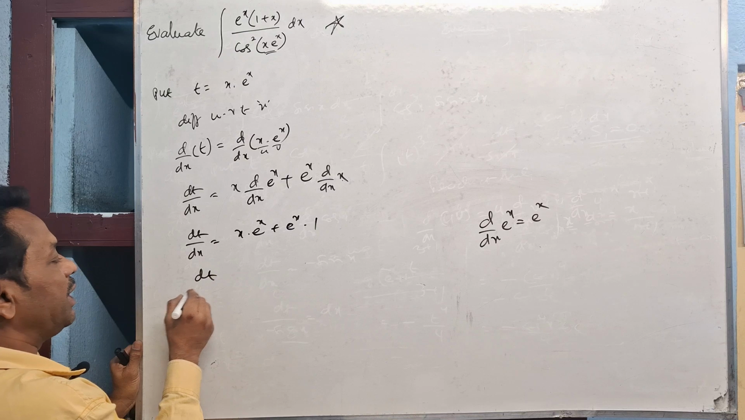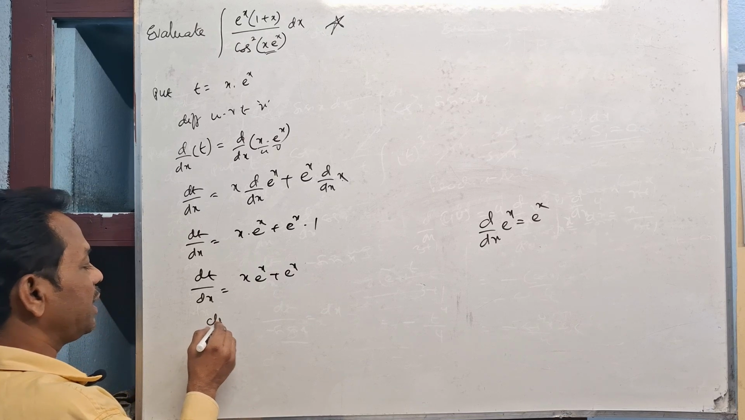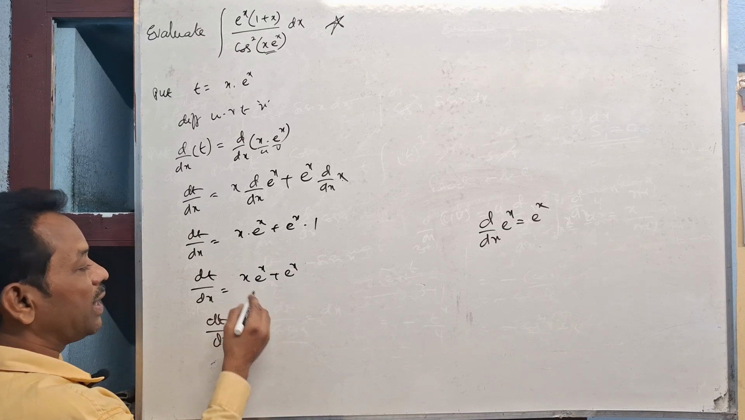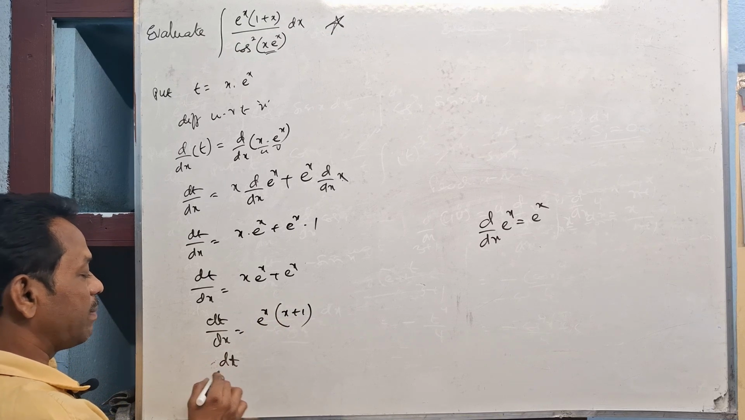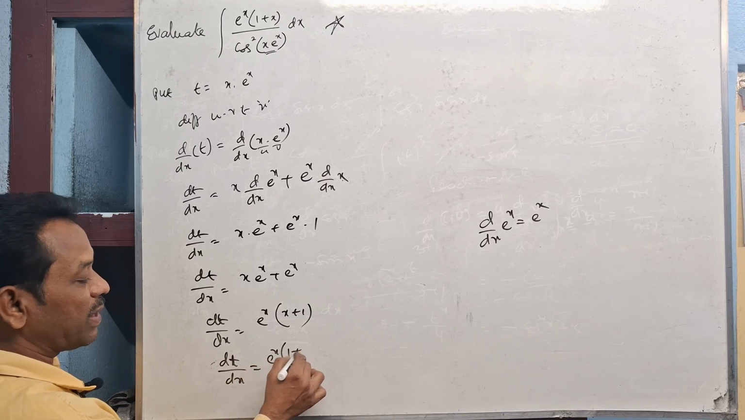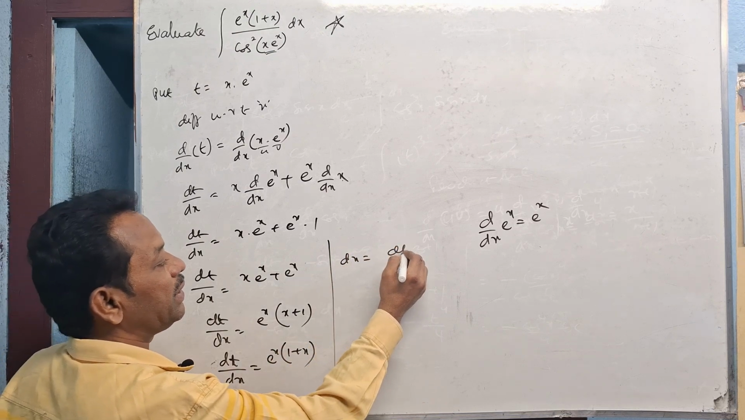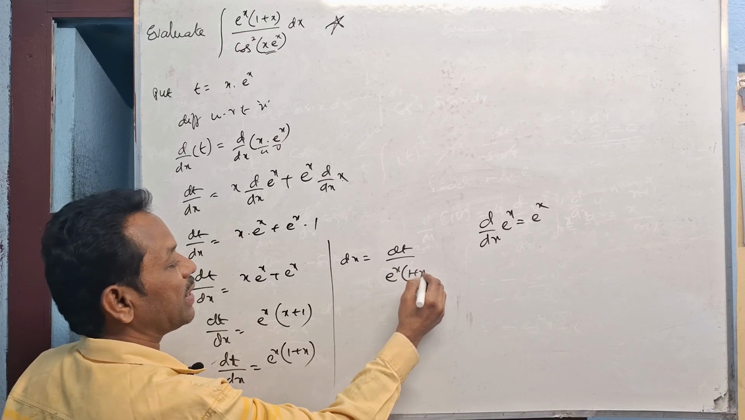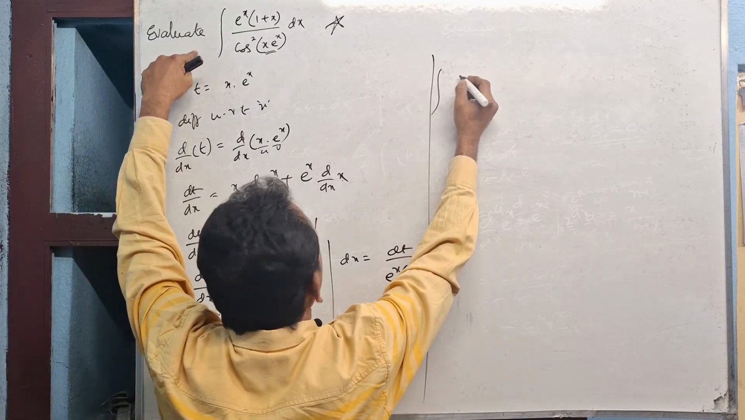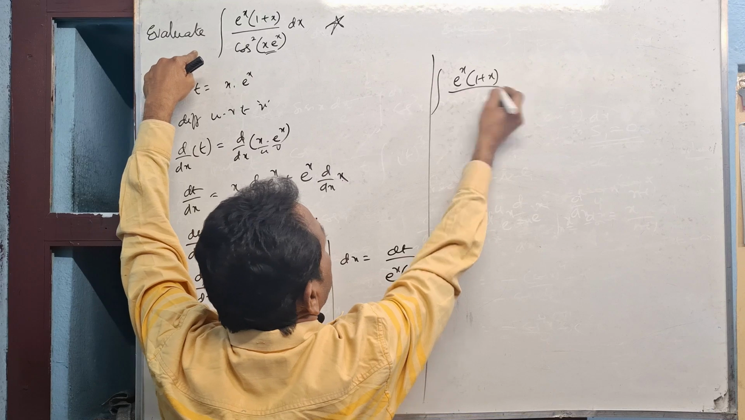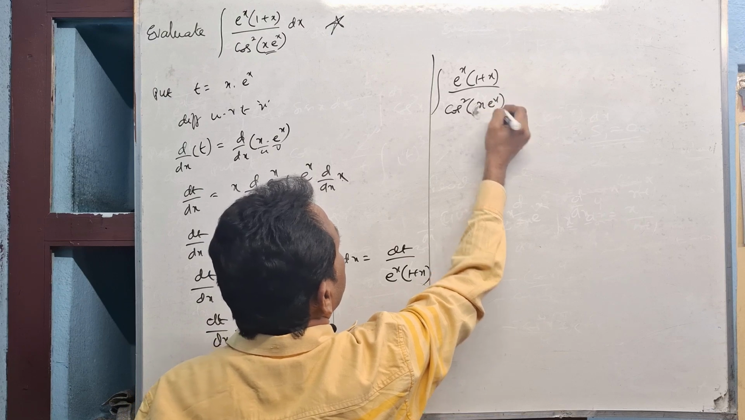So let me simplify. dt by dx equal to x into e power of x plus e power of x. Let us take e power of x common. So we'll get x plus 1, which we can write as 1 plus x. So dt by dx equals e power of x into 1 plus x. Go for cross multiplication. So dx equals dt by e power of x into 1 plus x. Now let us go for our question. My question is the integration of e power of x into 1 plus x, divided by cos square of x into e power of x, dx.